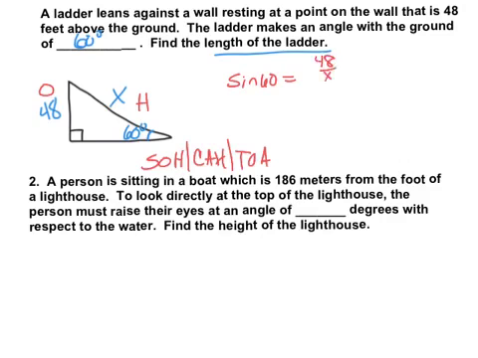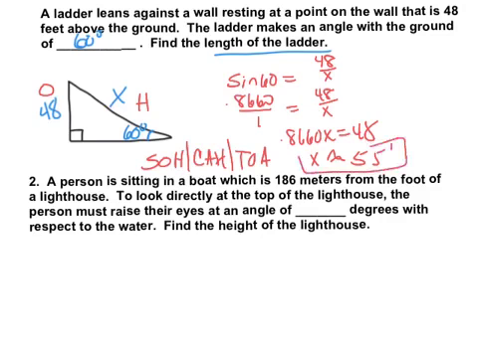We're going to convert to a 4-digit decimal. 0.8660 over 1 is equal to 48 over x. Cross multiply, 0.8660x is equal to 48, and we're going to round to whole numbers again. So x is approximately 55 feet. The key to all of this, I mean the work is the same as yesterday, the key is just drawing the correct diagram.